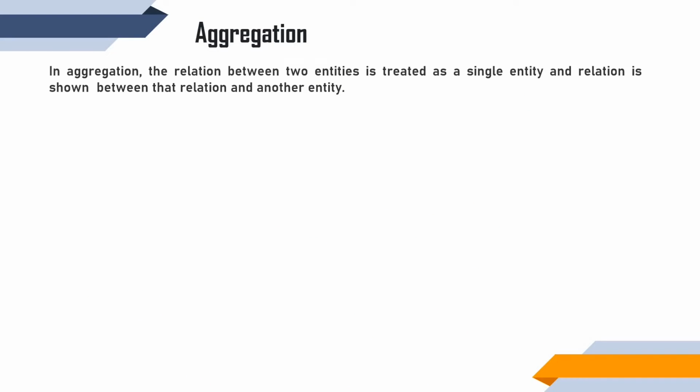Aggregation is nothing but the relationship between an entity and a relationship. That means the relation between two entities is treated as a single entity, and an aggregation relation is formed between that single entity and another entity.